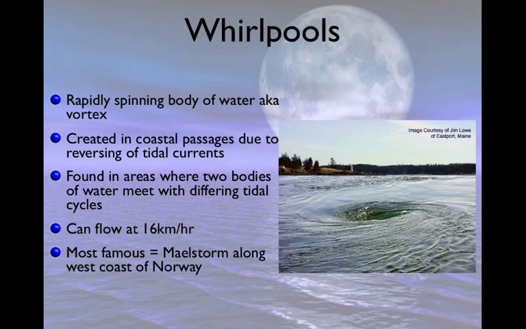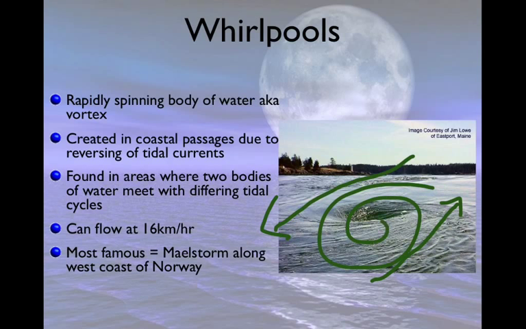Another phenomenon that you can see associated with tides is whirlpools, and you get this where you have reversing currents. And what happens is, generally speaking, one current is moving out at the same time another current is moving in, and you begin to get this rotational effect. And these are real phenomena. They actually happen. They can be very fast, 16 kilometers per hour. And there's a really famous one called the Maelstrom, which is in Norway.